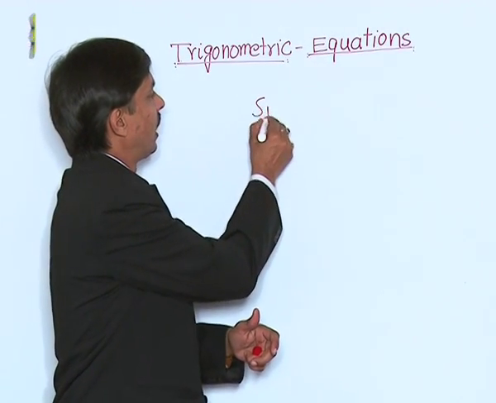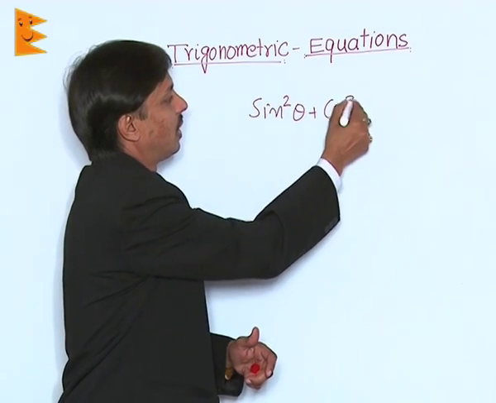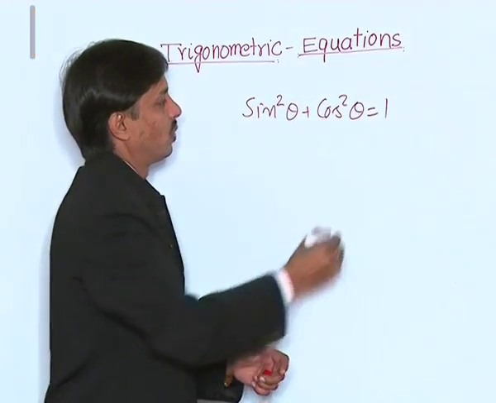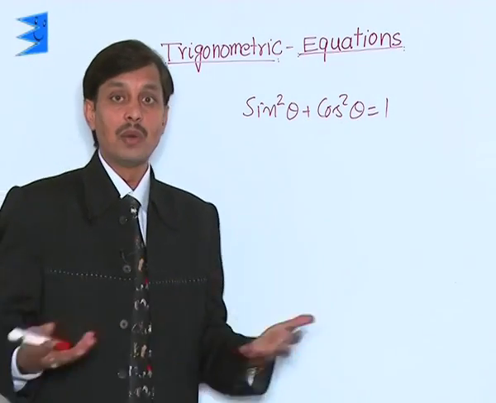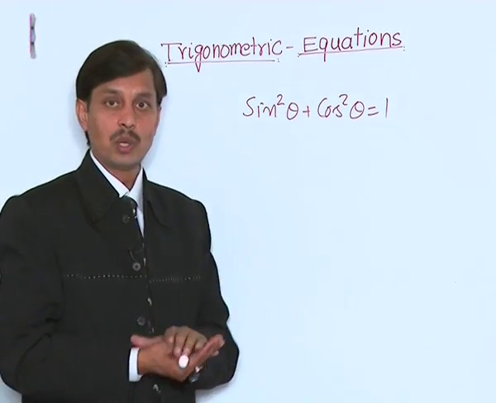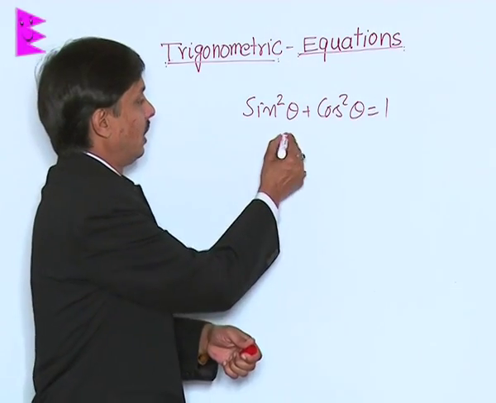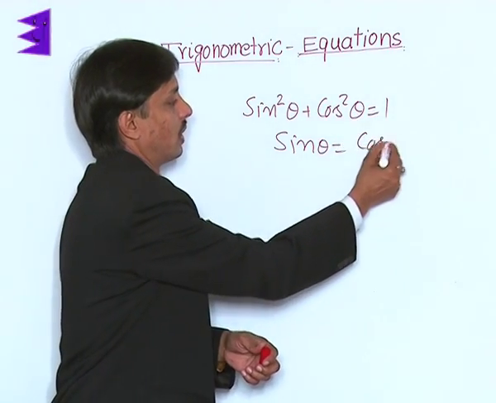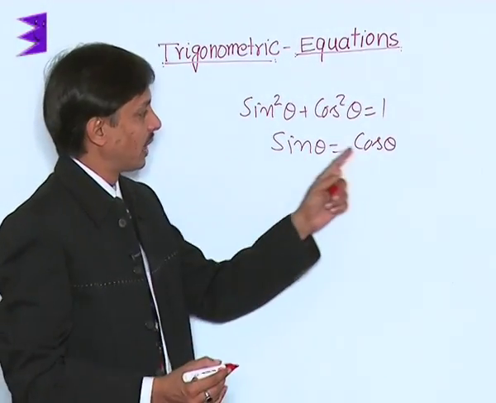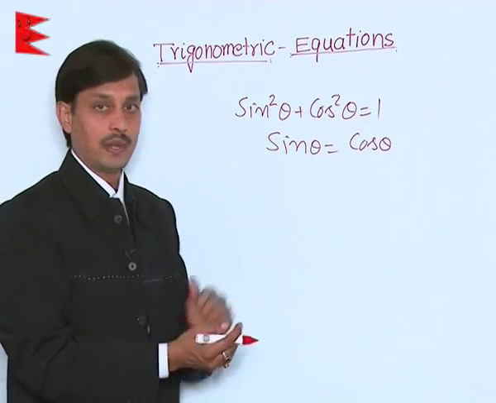Basically, whenever we say identity of trigonometry, we generally begin with sin squared theta plus cos squared theta is equal to 1. Whatever value of theta we may take, it is always true. That's why this is the trigonometric identity. But if I say sin theta is equal to cos theta, it is not an identity, it is an equation.